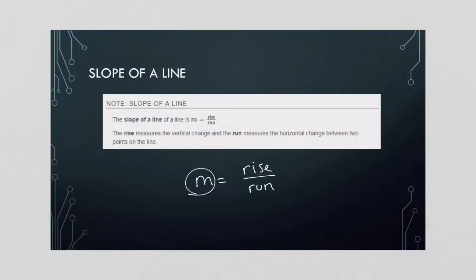Now the letter M, there's a lot of things on the internet about why we use the letter M. None of it is conclusive as to why it's the most widely used letter for the slope, but it is. And so anytime you're looking at a formula or something like that and it has the letter M in it, it likely means slope.